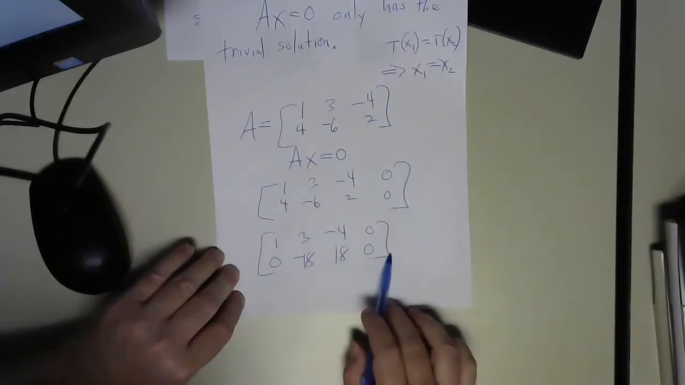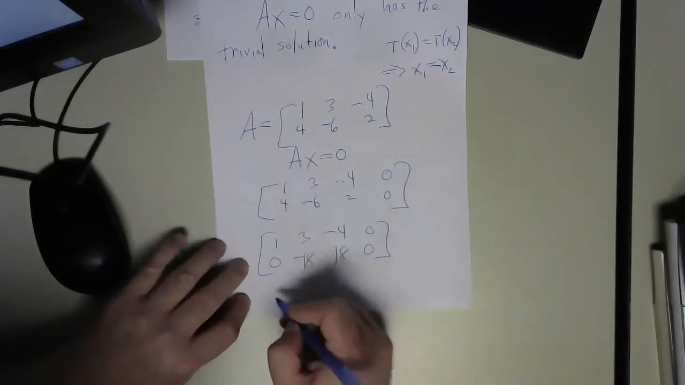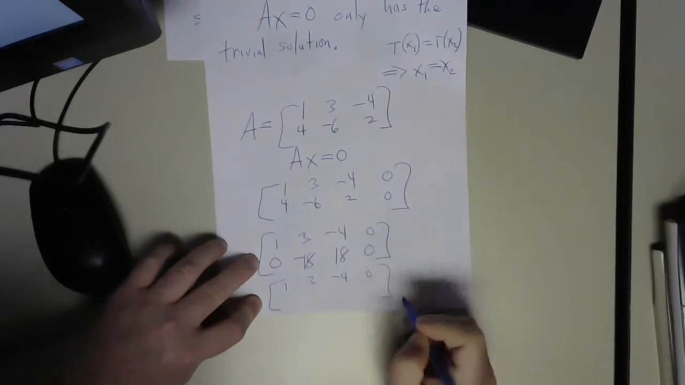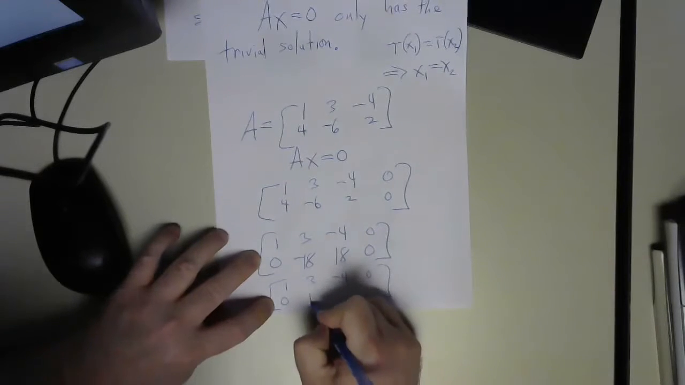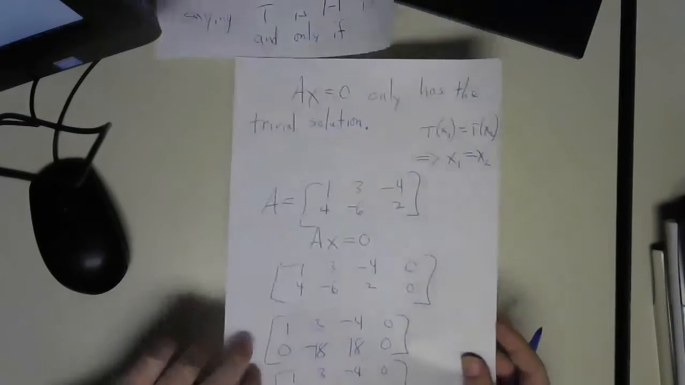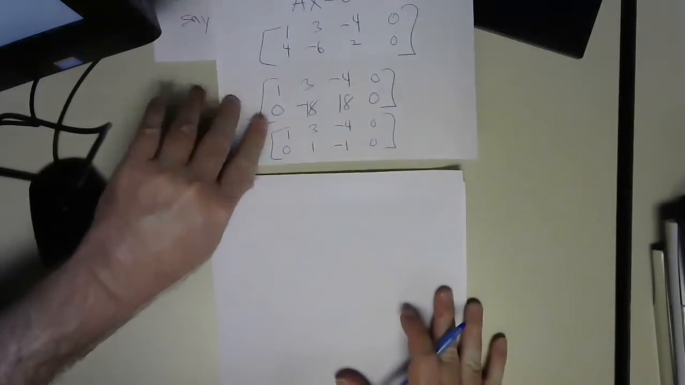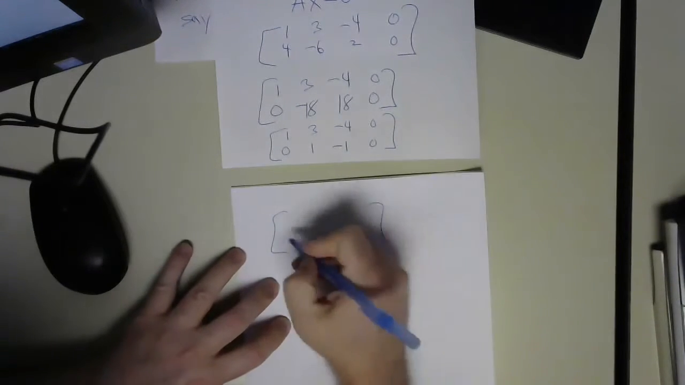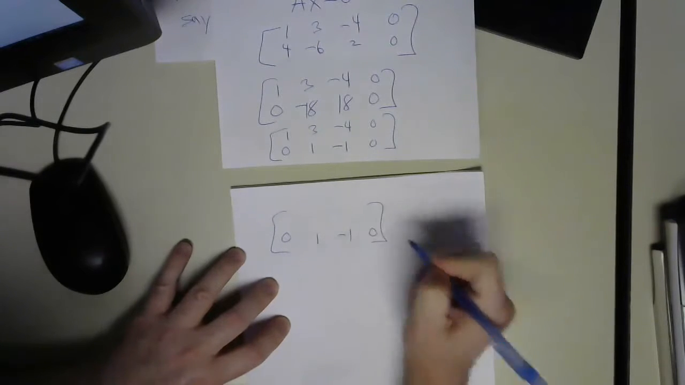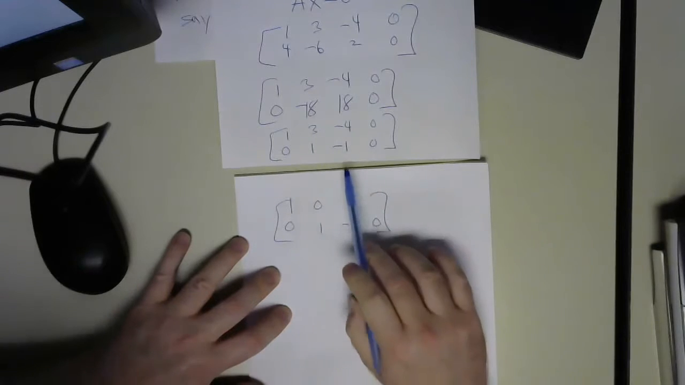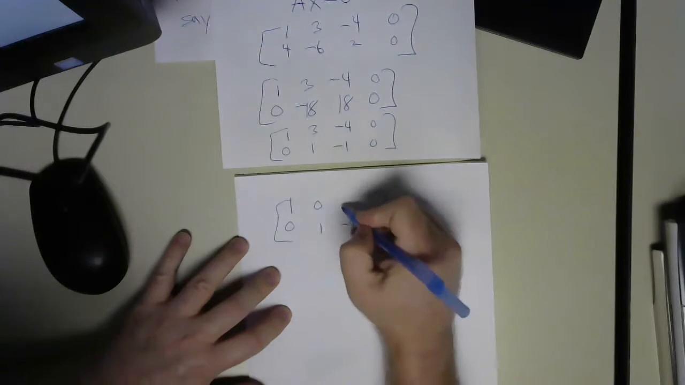I guess it'd be a good idea to go ahead and divide the second row by -18. I'll go ahead and put it in reduced echelon form. Next step is to turn that 3 into a 1. We know how to do that. So I'd multiply the second row by negative 3 added to the first row. But negative 3 times that is 3, minus 4 is negative 1.